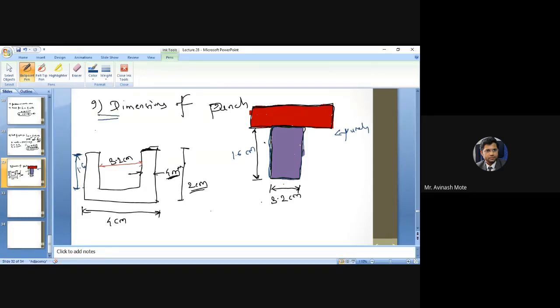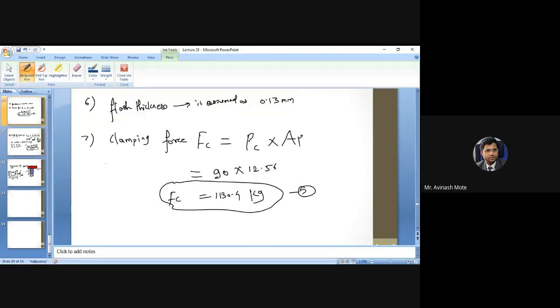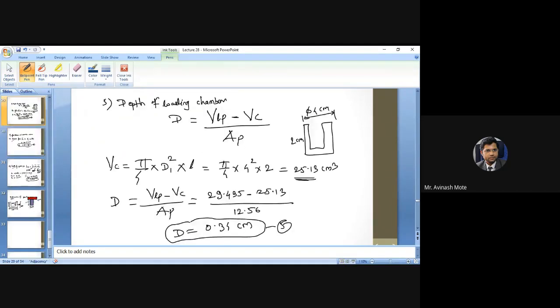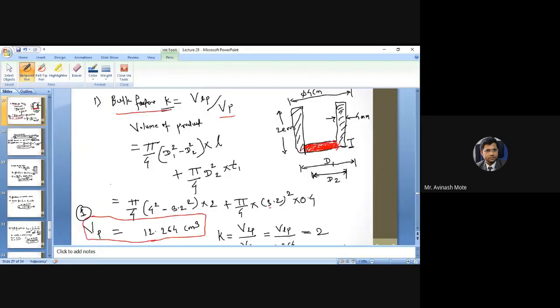I think this is the last one, right? So the dimension of punch, the length of the ejector pin by using this formula L1, L2, L3. L1 is equal to 5 into dp, L2 is the stroke, L3 is an allowance. Clamping force, flash thickness, depth of loading chamber by using this formula, volume of loose powder, land dimension, projected area, and the volume of the product.